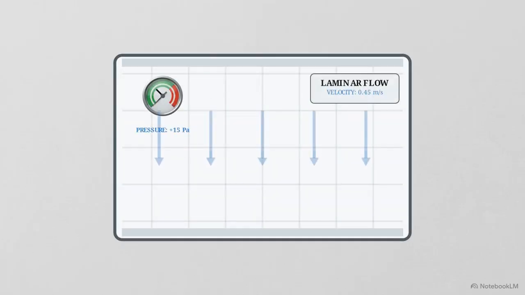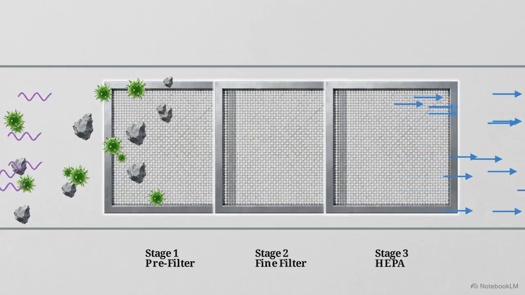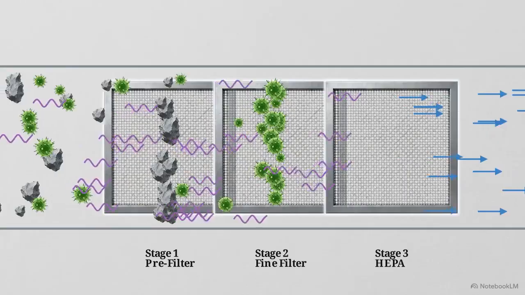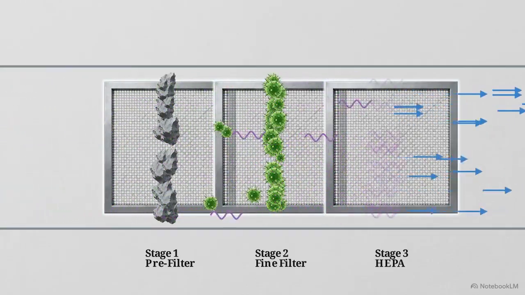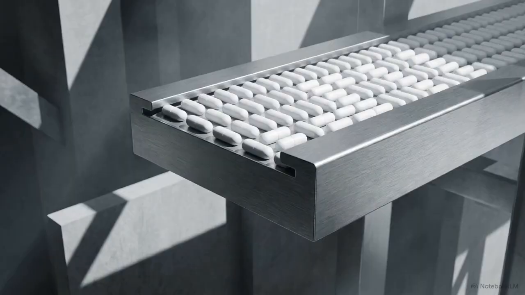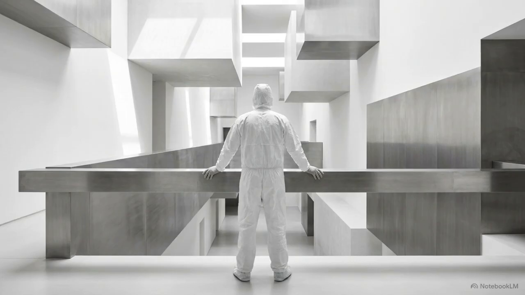The system outputs a continuous, calculated volume of perfectly clean, pressurized, and highly filtered air. By systematically stripping out microscopic dust, microorganisms, and chemical vapors, this infrastructure guarantees both the chemical purity of the final product and the immediate physical safety of the operators.